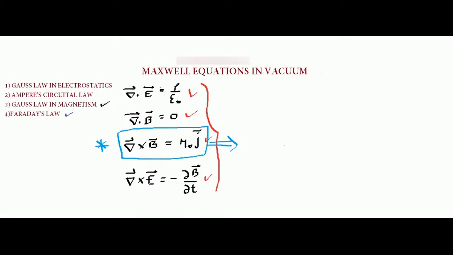So in the last lecture, we discussed that Maxwell found some problem with this particular equation and wanted to modify it. So let us see what problem Maxwell found. Maxwell gave the following argument.